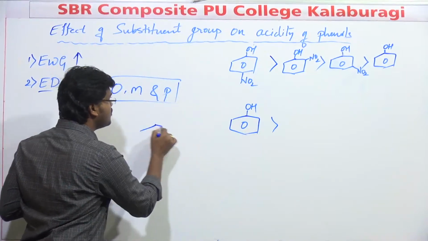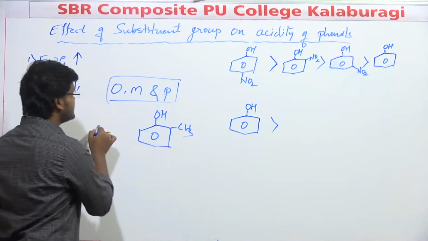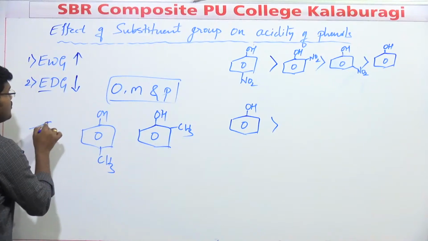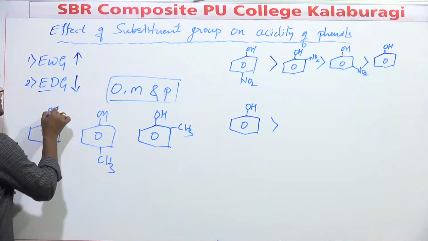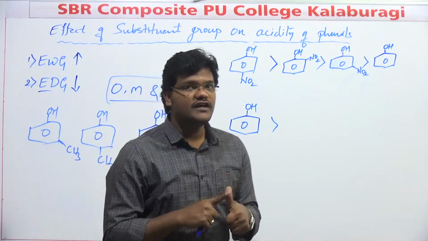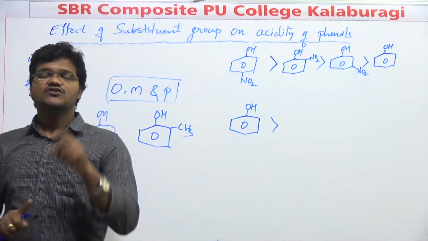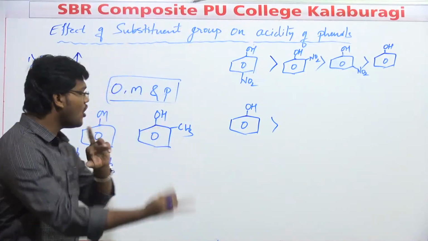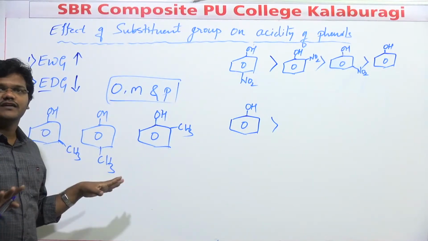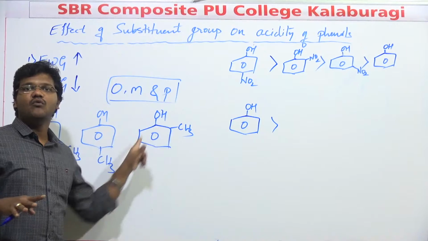I'm talking about cresols. I'm having orthocresol, paracresol, and metacresol. These cresols will show a positive inductive effect, and also a hyperconjugation effect. Hyperconjugation effect occurs only at ortho and para, because meta is unaffected by resonance. That is why the effect will be more at ortho and para.